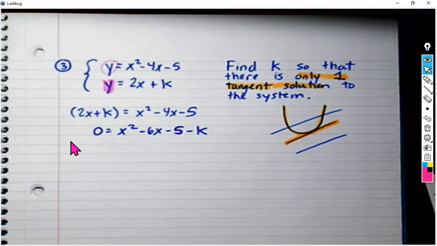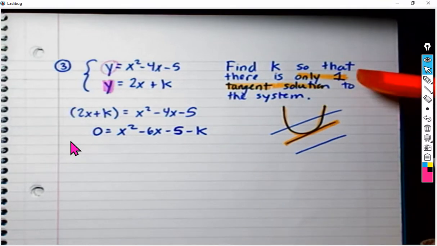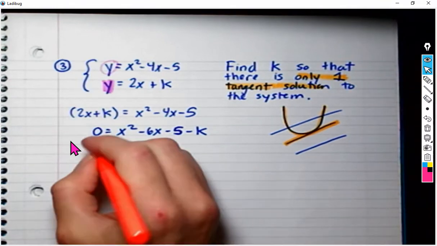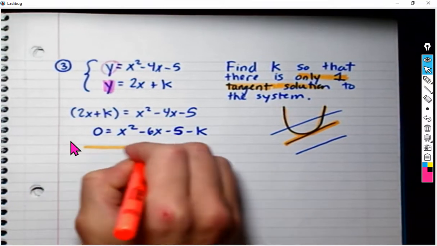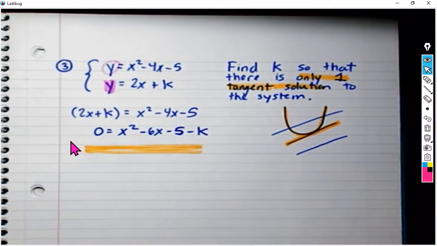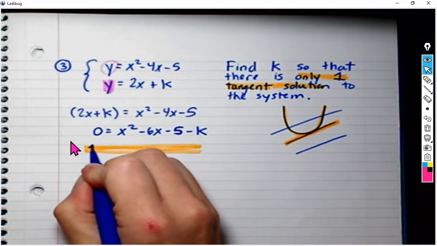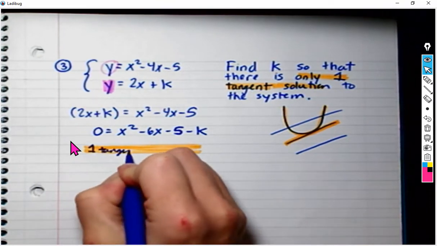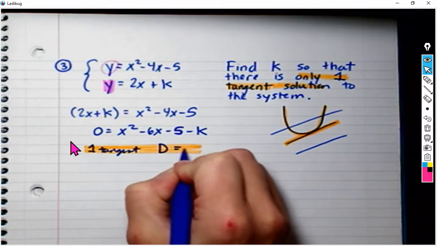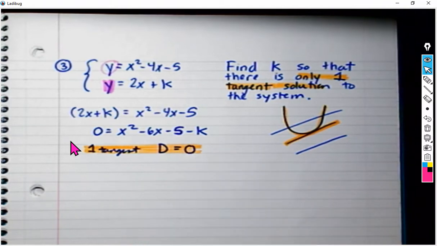Okay, and then you're like, oh, that's all I can do. I don't know how to solve this quadratic with a k in it. So what do you know? You know that there's supposed to be one tangent solution. Anytime you have a description of the type of solution, one tangent solution means the discriminant is 0. Right? The discriminant is 0.